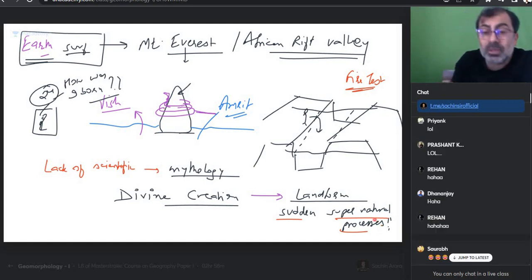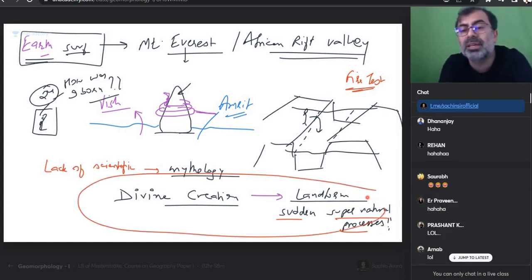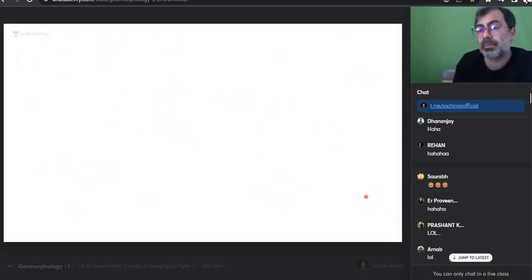True or not? So this was the understanding of geomorphology to begin with. Scientific or not scientific? Non-scientific. Then how did it change? How did it change? It changed with more understanding with time, more understanding, more scientific development.